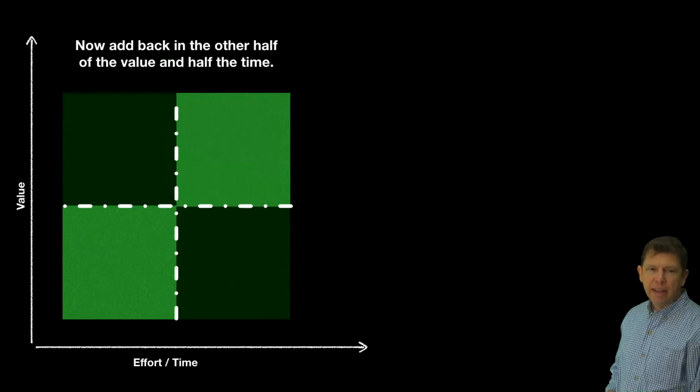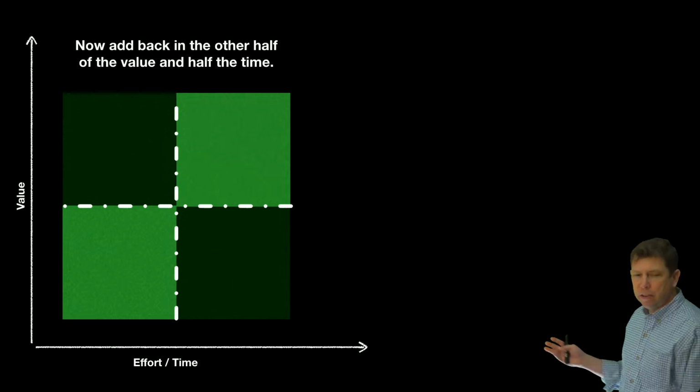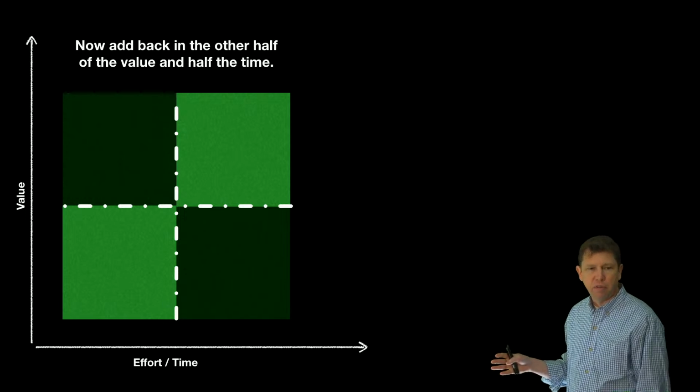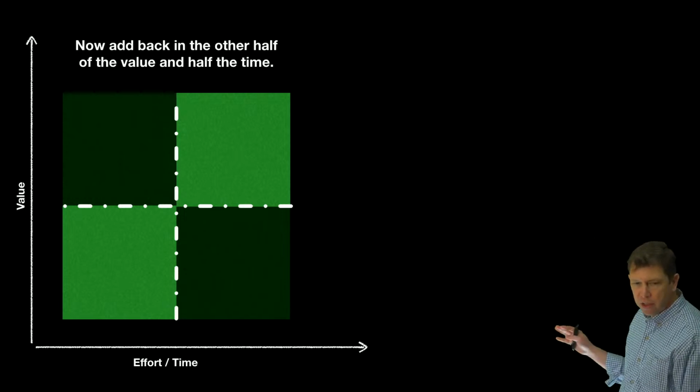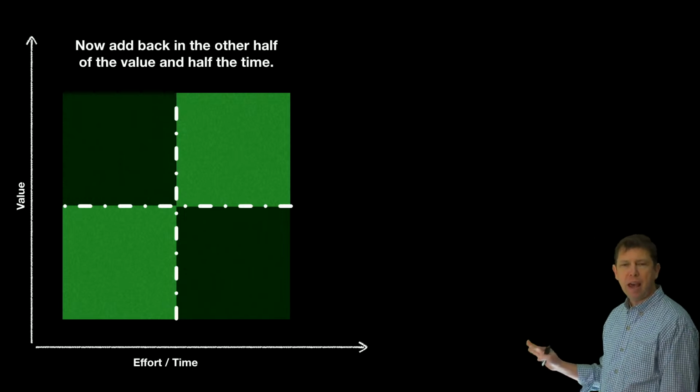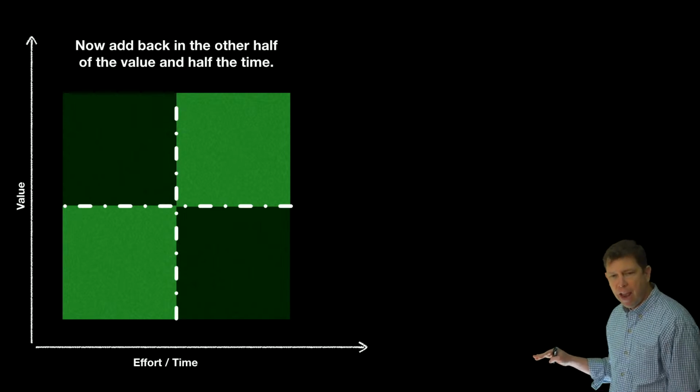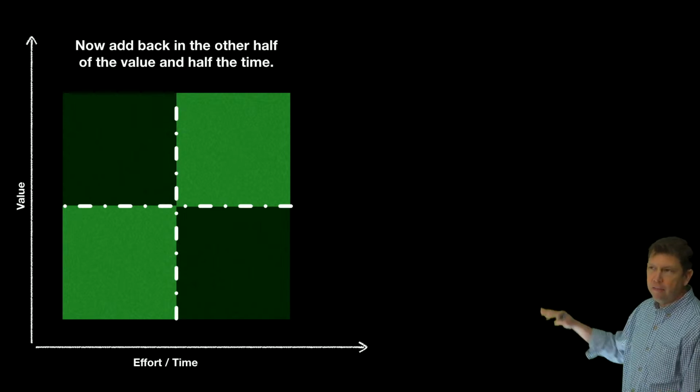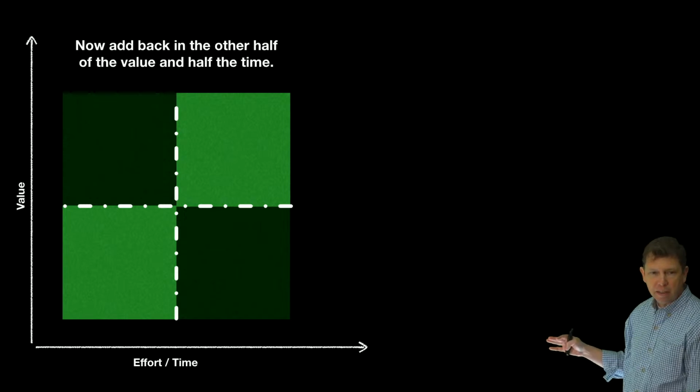So then we can add in the other half. So let's say after we deliver that first story, we split it, we deliver that first story, and then we go on and deliver the other. Now the total amount of elapsed time here is the exact same, and the total amount of gained value is exactly the same.